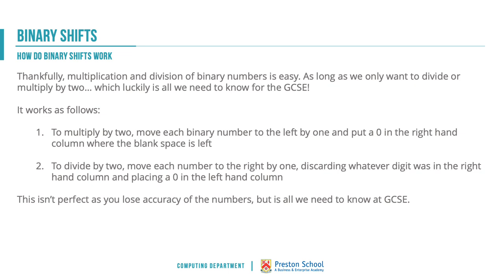If I want to multiply a binary number by 2, I move each bit 1 to the left, and I put a 0 in the blank space that appears. If I want to divide by 2, I move each binary bit to the right, discarding the right-hand bit and putting a 0 in the blank space that appears. Now, all that will do is multiply or divide by 2. Fortunately, that's all we need to worry about as part of the OCR GCSE.